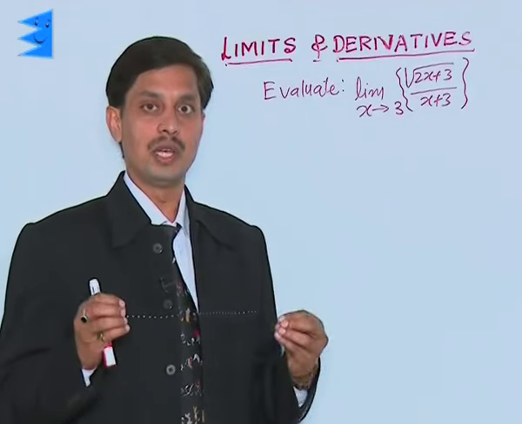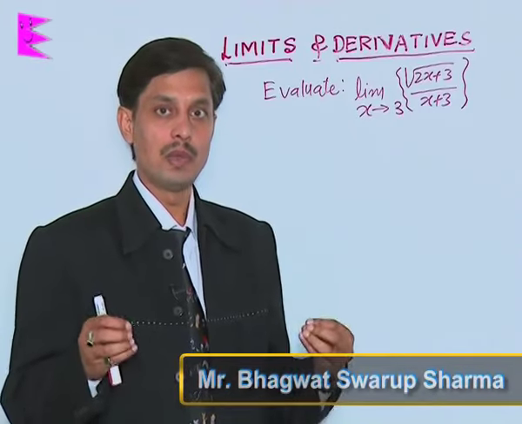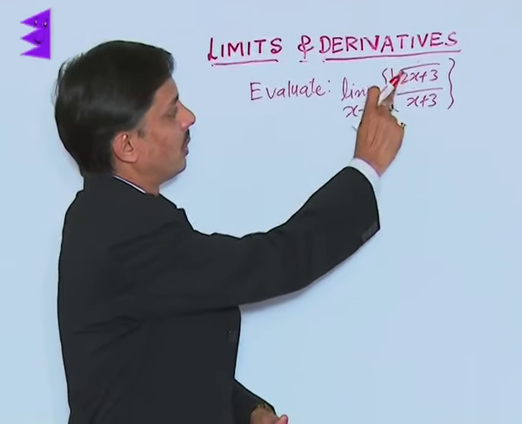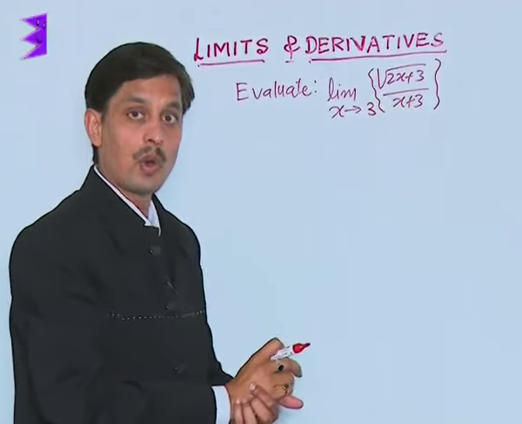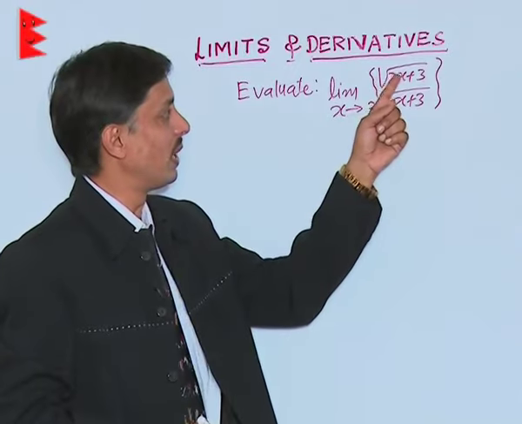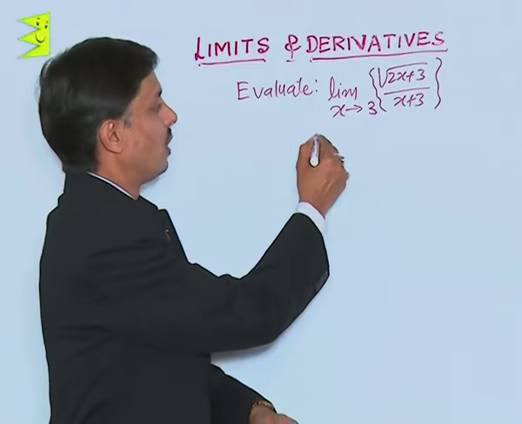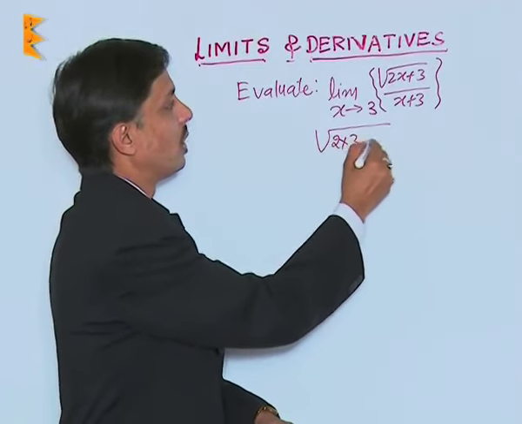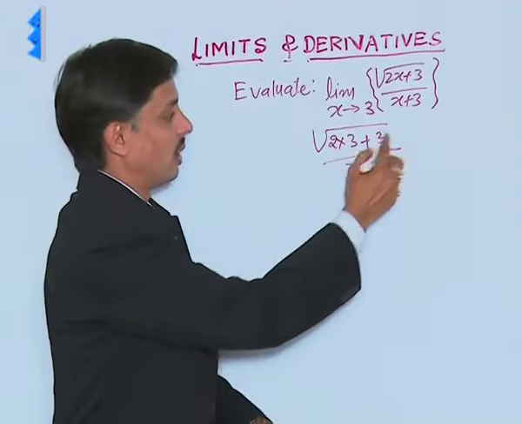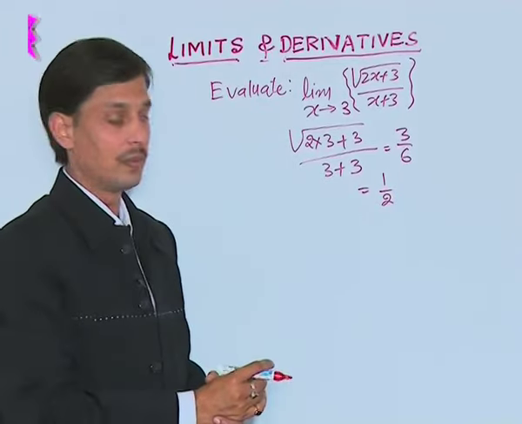Now I am taking a question where we will explain how to solve a problem related to limit. The problem is limit x tending to 3, root of (2x plus 3) upon (x plus 3). The very first step, we substitute the value of the variable where the limit tends. So we write root of (2 into 3 plus 3) upon (3 plus 3). This becomes 6 plus 3, 9. Its square root is 3 upon 6. This becomes what? Half, 1 by 2.